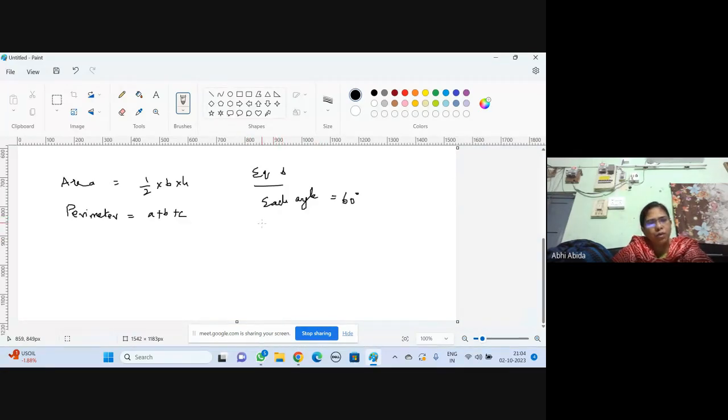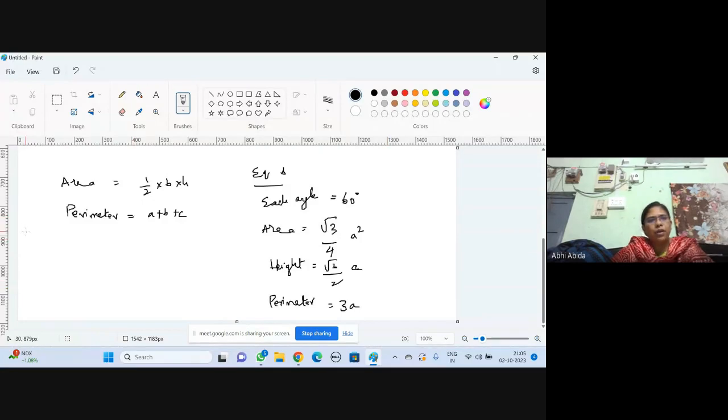If we talk about the area of an equilateral triangle, the formula is root 3 by 4 a square, and the formula for the height of an equilateral triangle is root 3 by 2 a. Talking about the perimeter, as I told you, perimeter is nothing but the sum of all sides. An equilateral triangle has all sides equal. Let us consider each side length as a, then the perimeter will be 3a. This is the thing about the equilateral triangle.